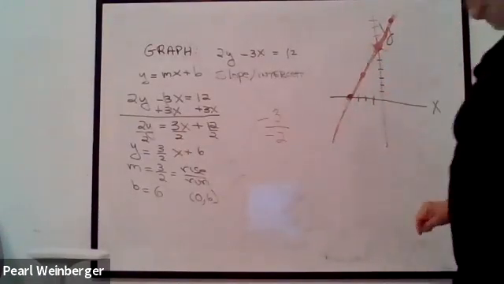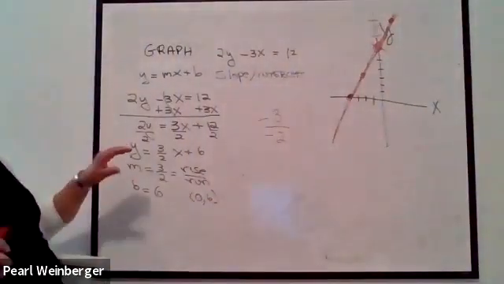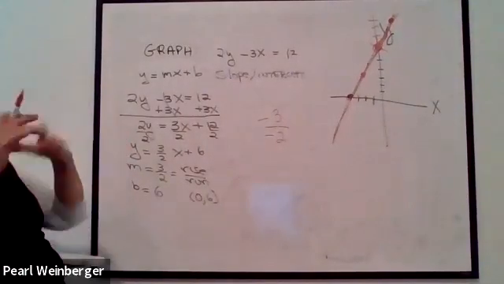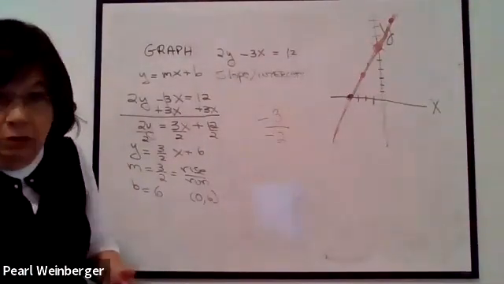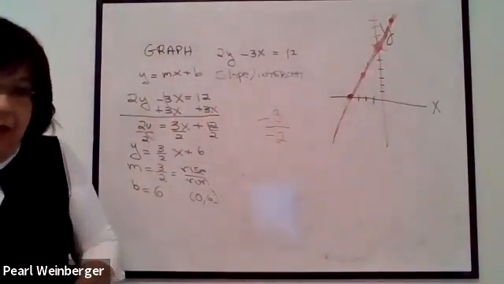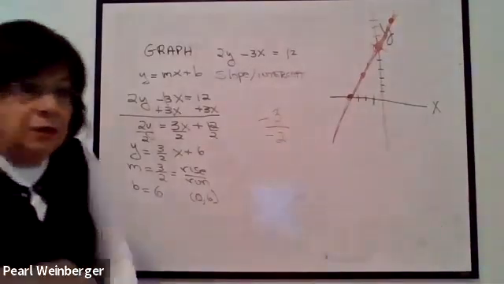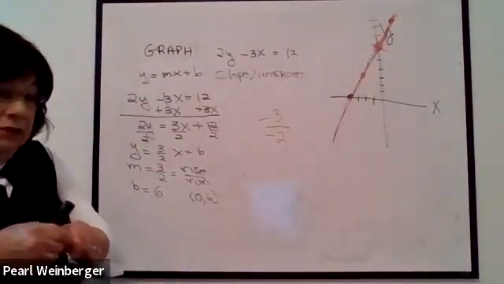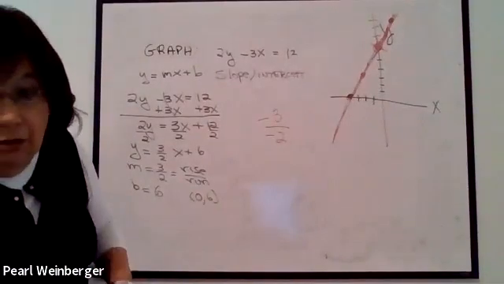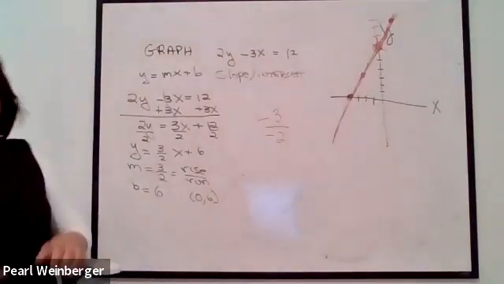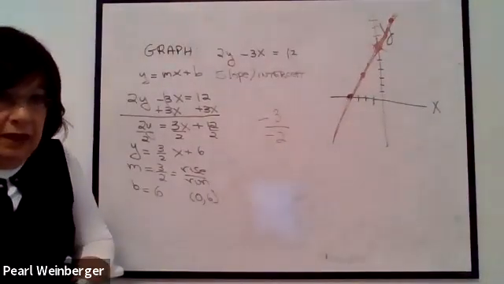I like this method because once you have it in the slope-intercept form, you don't have to do any more algebra or arithmetic. You can go right to your graph and graph it right using the slope-intercept form. And that's the method that I will almost invariably use when I want to graph a line.